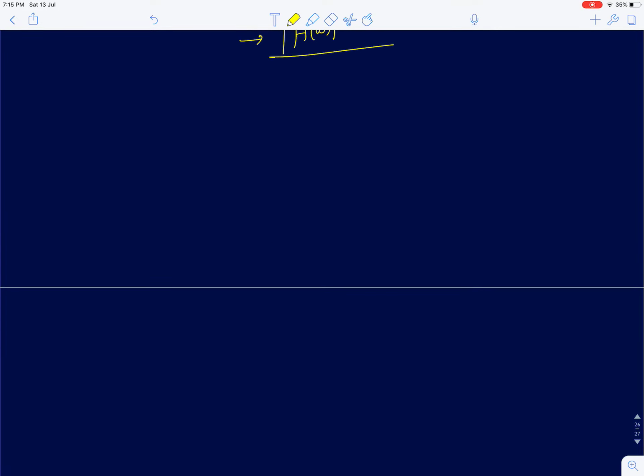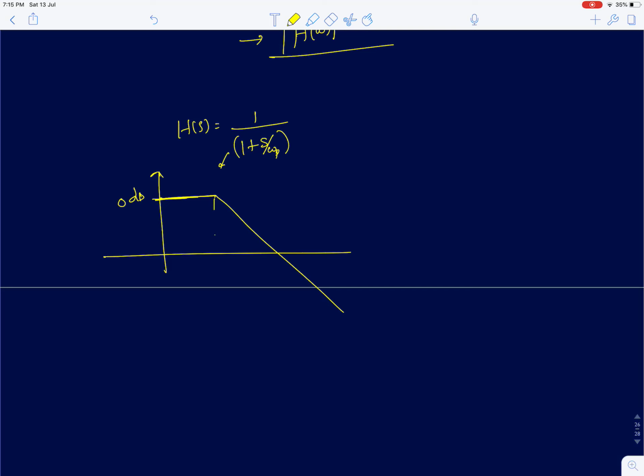In the first 3 transfer functions, the simplest is the low pass filter. Since I said H of 0 is 1, it is 1 by 1 plus s by omega b. Now we know the Bode plot for this starts at 0 dB, which is 20 log of 1, and after omega p, it's always lower than 0 dB. In fact, if you see the actual plot, it will be 3 dB lower at omega equal to omega p. It will always be lower than H of 0.